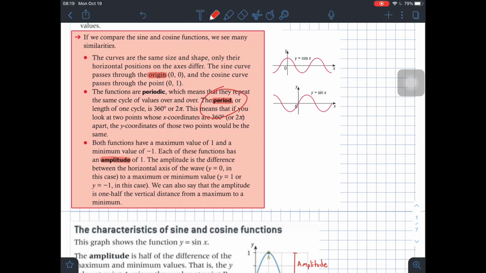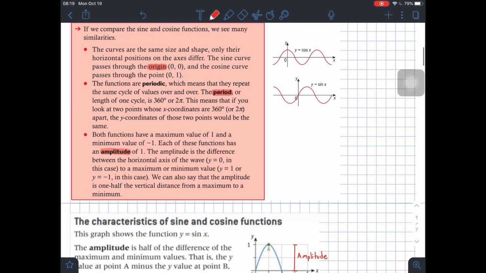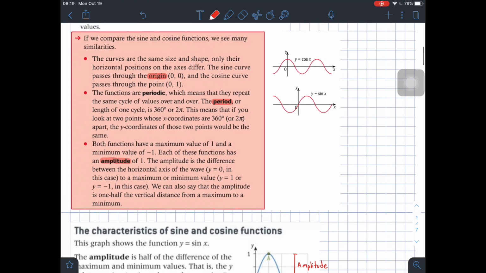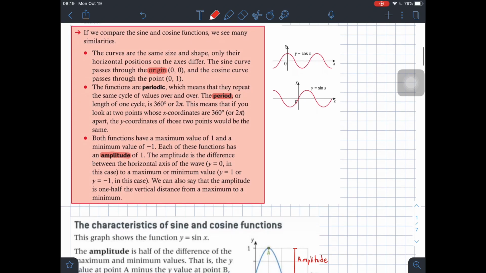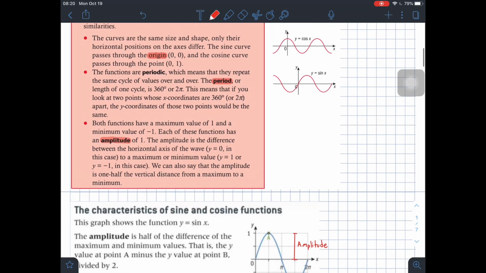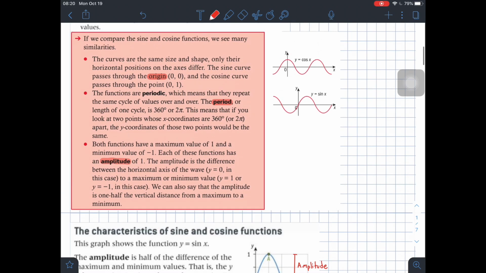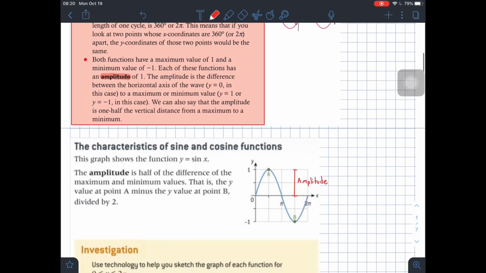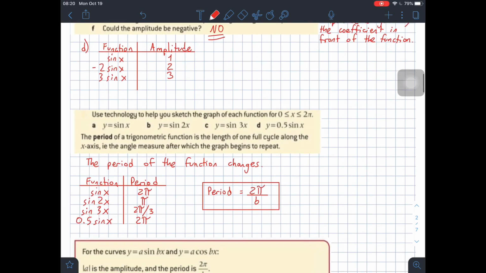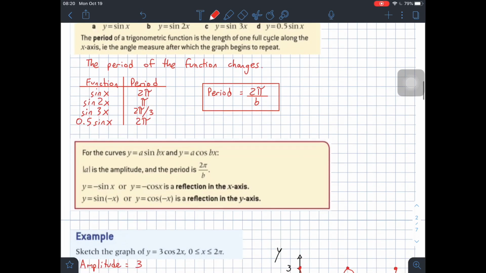Then we have seen the period. We've seen that both functions have a period of 2 pi when they have no transformation. And finally, the amplitude, which is the distance from the axis of the function to one of its maximum or minimum points. Whenever the trigonometric functions have no other transformation, the amplitude for both sine and cosine functions is equal to 1. Okay, we have performed some investigations about this.